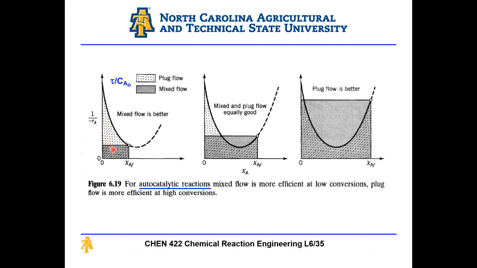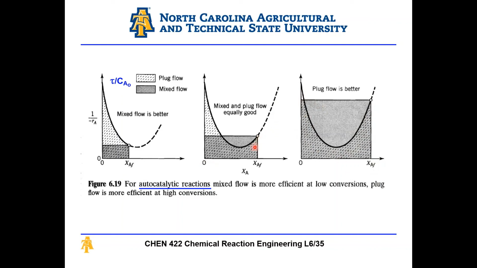And if I look here, this is the area under the curve. The solid block refers to the CSTR volume. The dashed block refers to the PFR volume. At low conversion, if XAF is low, then you can see that the volume of the CSTR is much smaller than the volume of PFR. CSTR is better. If the conversion is very high, XAF is very high, you can see that the volume of a CSTR is much higher than the volume of a PFR. So PFR is the favored reactor.